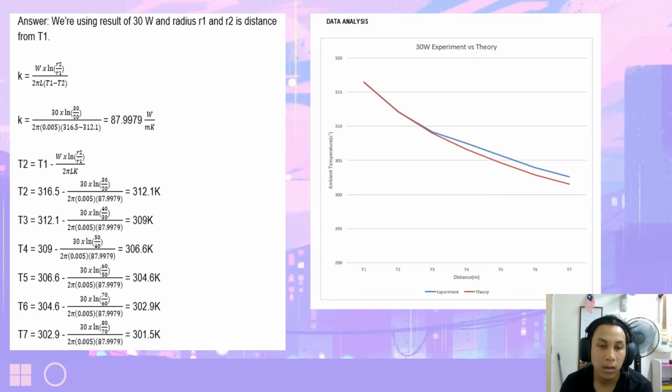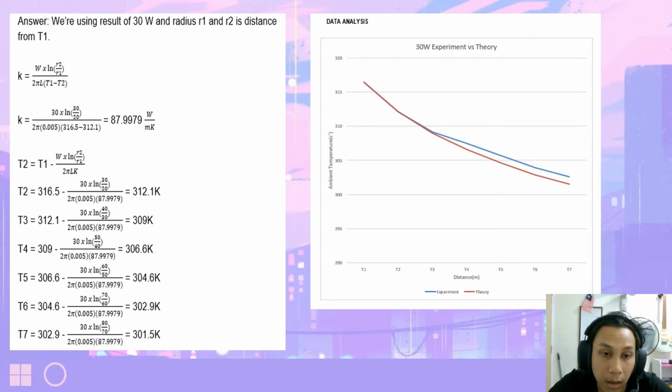It's the same for the other temperatures. Temperature 3, 4 until 7, we use the same formula, but for the temperature we minus with the initial temperature that we get. For example, for temperature 3, we use the temperature 2 that we get from earlier.